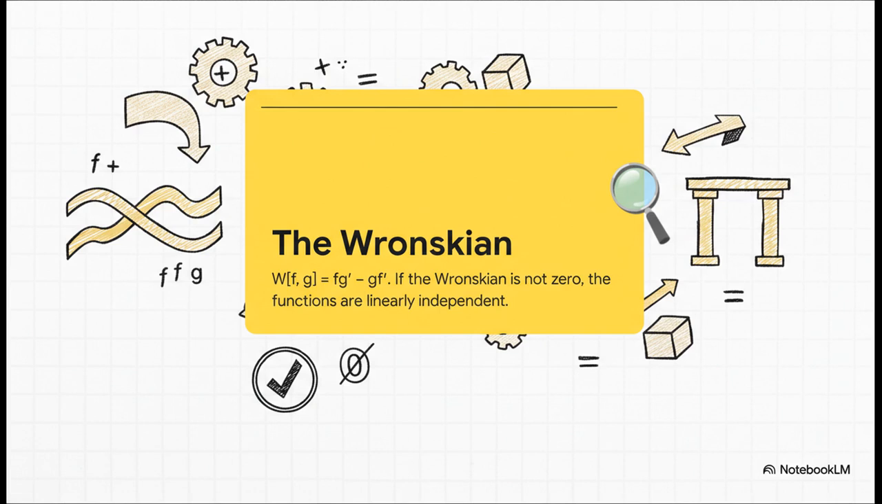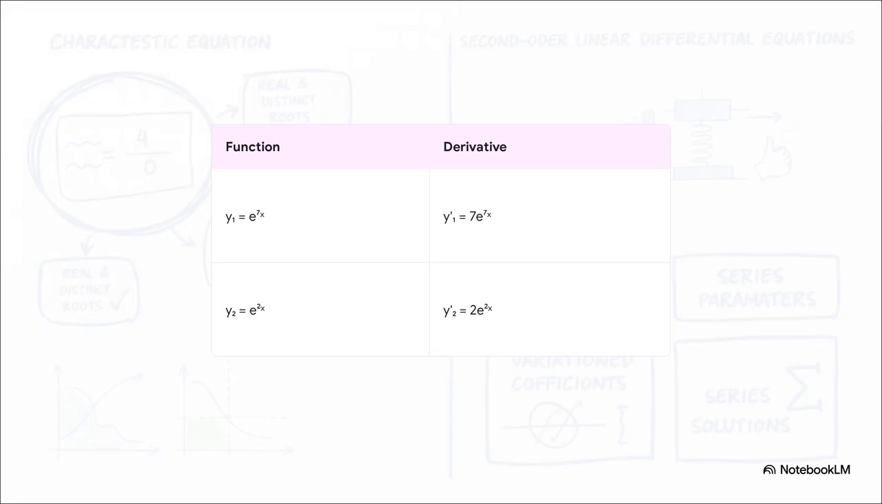If the Wronskian is anything other than 0, your functions are linearly independent. They're good to go. Let's actually see it in action. So let's say we have two potential solutions. y1 is e to the 7x, and y2 is e to the 2x. First, we find their derivatives, which you can see right there in the table.